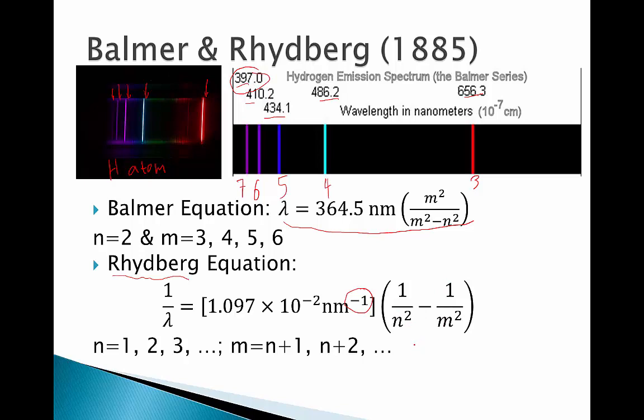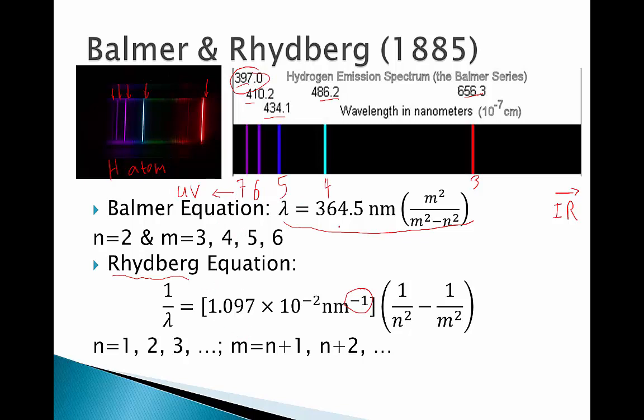Rydberg was able to show that, after this experimental work was done, there were other emission lines of hydrogen that were discovered over here in the infrared region, the IR, and some other emission lines discovered in this region, in the ultraviolet region. It took some technology developments to be able to discover those emission lines, but they were discovered.